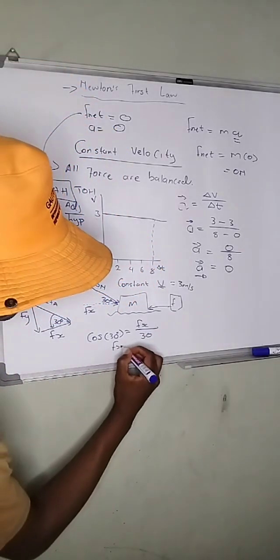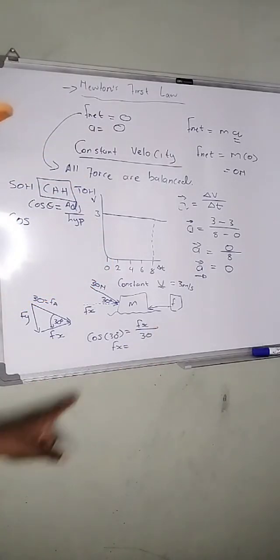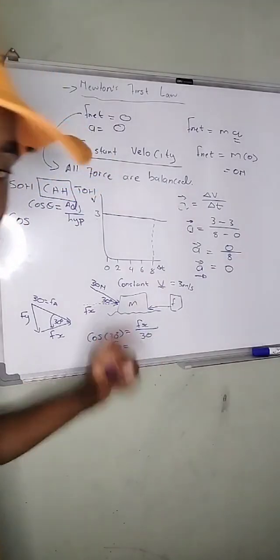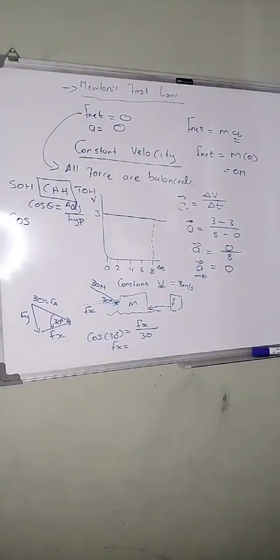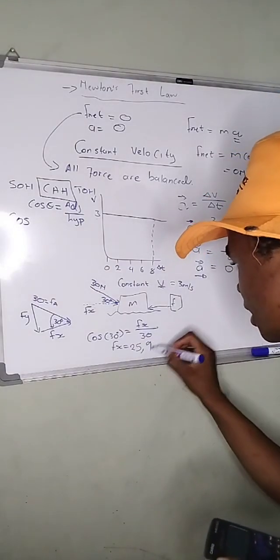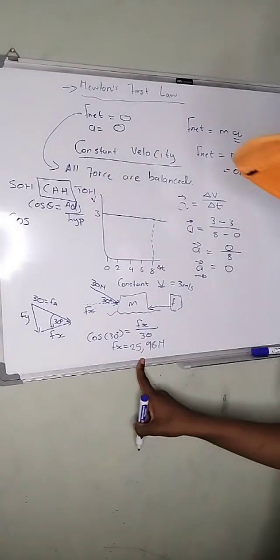Then what's going to be my Fx? Whenever I'm solving for Fx, I'll just multiply 30 by cos 30 degrees. If I multiply them together, what do I get? Cos 30 degrees multiplied by 30 is going to be 25.98, right? 25.98 newtons. In which direction?